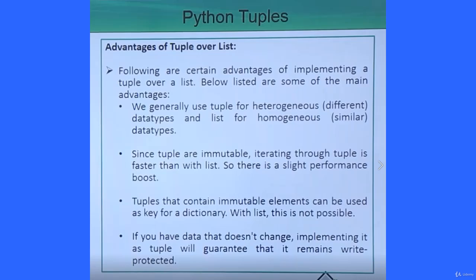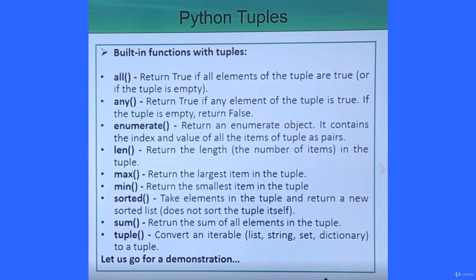Tuples that contain immutable elements can be used as a key for a dictionary. With a list it is not possible, because we know that in case of a dictionary the key values will always be unique in nature. As a tuple is immutable, the members of the tuple cannot be changed or updated. So tuples that contain immutable elements can be used as a key for a dictionary. If you have data that does not change, implementing it as a tuple will guarantee that it will remain in read-only mode.